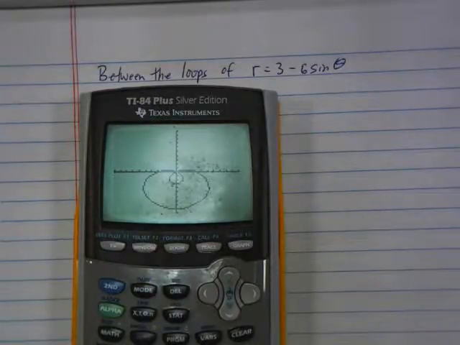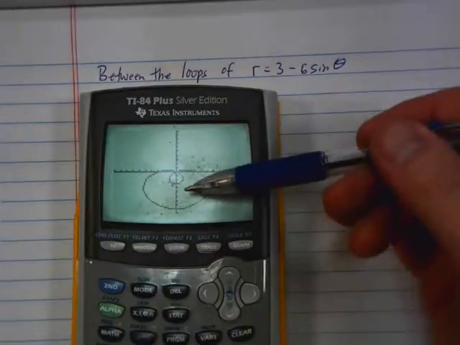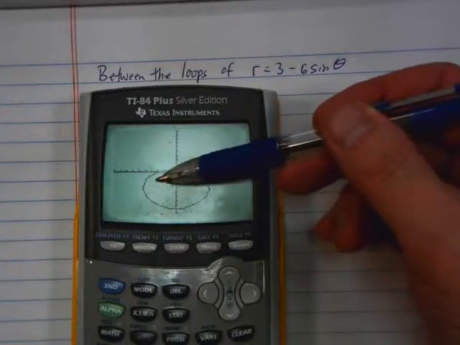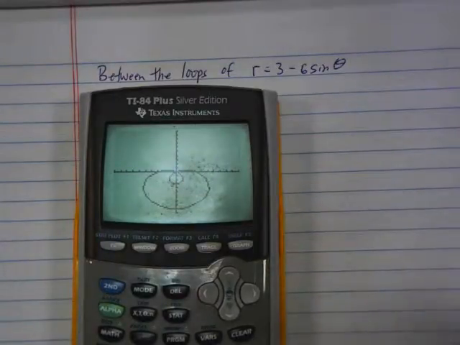Okay, so what does it mean when it says between the loops? Subtract the area of the little one from the area of the big one. Correct. What I want is the area inside the big one, but outside the little one. So I think the best way to do that is to find the area of the big one, then find the area of the little one, and subtract my two answers.